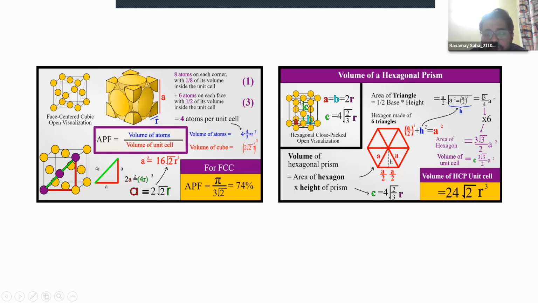Here you can see the edge length is simply 2R because there are 2 atoms at the 2 corners. It is the same as the simple cubic crystal structure. Now you put the value of a from there, and you can find the area of the hexagon or the volume of the hexagon, whatever you like. So this question is clear.